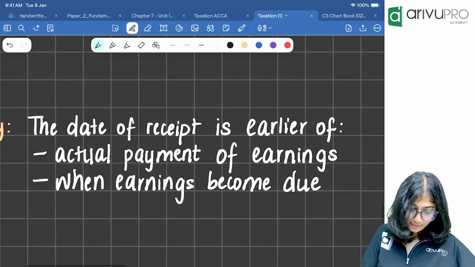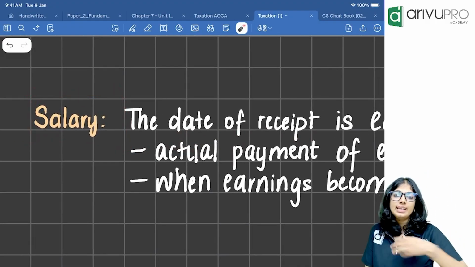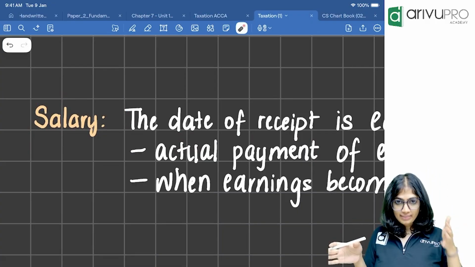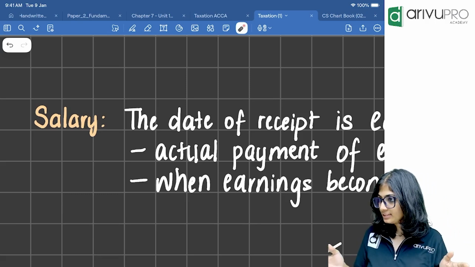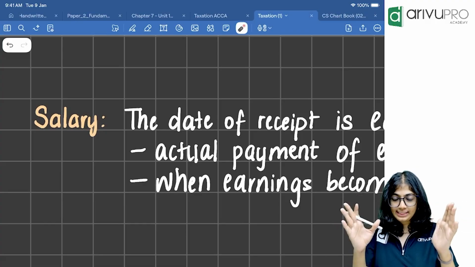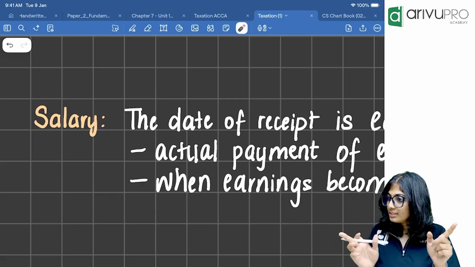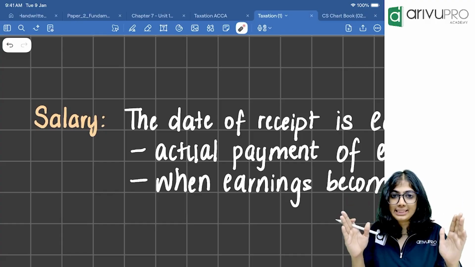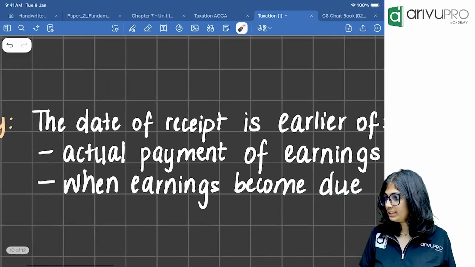For example, the reason why the timing is very important for salary is that it is assessed on a receipts basis. Okay, during the tax year, that is 6th April 2025 to 5th April 2026. The reason why it's important is that during this time, whatever salary you have received, that is assessable to tax. Whatever salary you received during the tax year, that is on a receipts basis. That's why you need to know the timing of when you receive the salary.